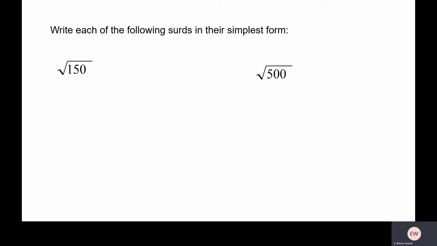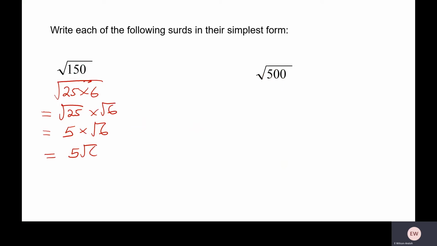So in this example, root 150, let's think of a square number. So that square number is going to be 25. So we write this as root of 25 times 6. So this will give us root 25 times root 6. And root 25 is equal to 5, times root 6. So we get 5 root 6.